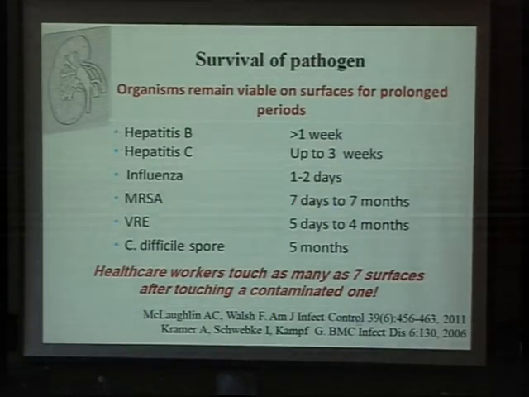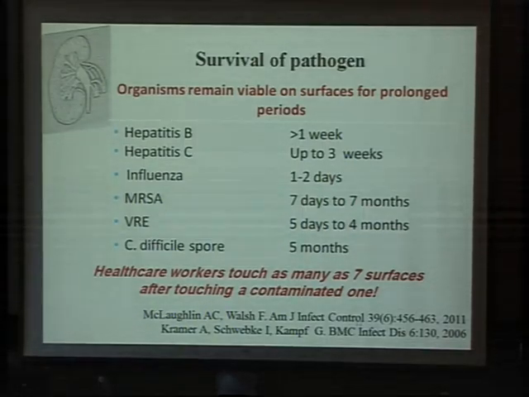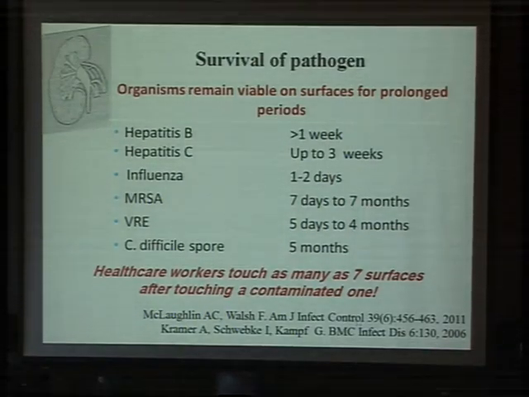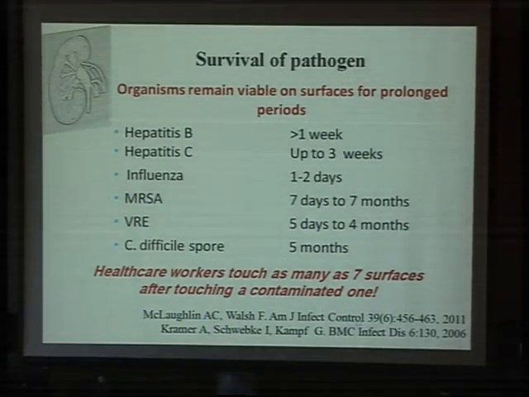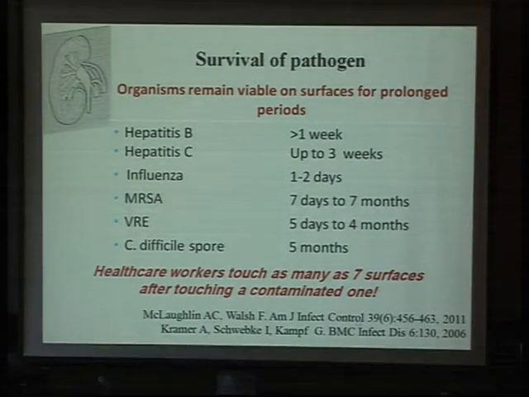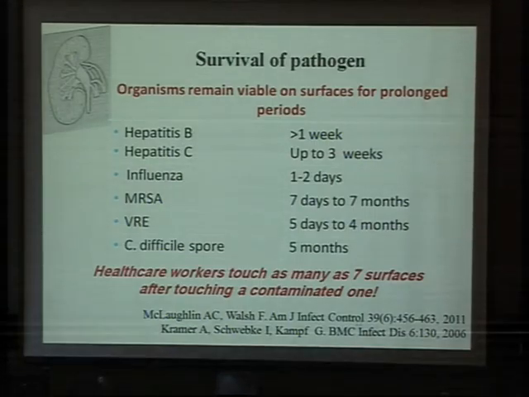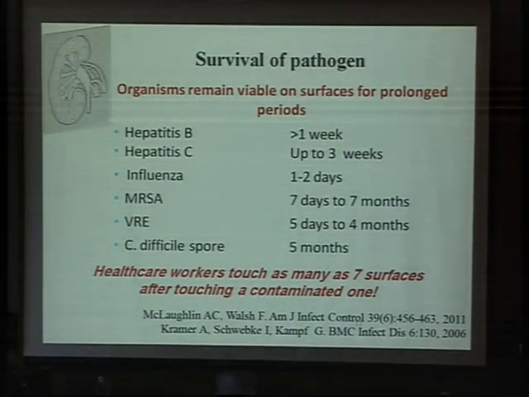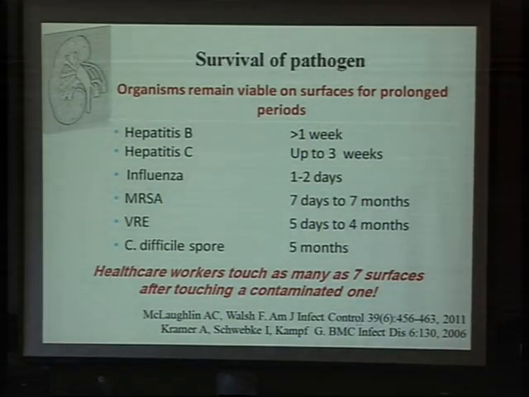This is a very important slide. The survival of the pathogen in the environment is very critical. We should know it because it is the cause of the spreading of many pathogens, either in the community or in healthcare. Hepatitis B can stay up to 1 week. Hepatitis C, up to 3 weeks. Influenza, 1 to 2 days. MRSA, from days to months, and also VRE, vancomycin-resistant enterococci, the spore up to 5 months.